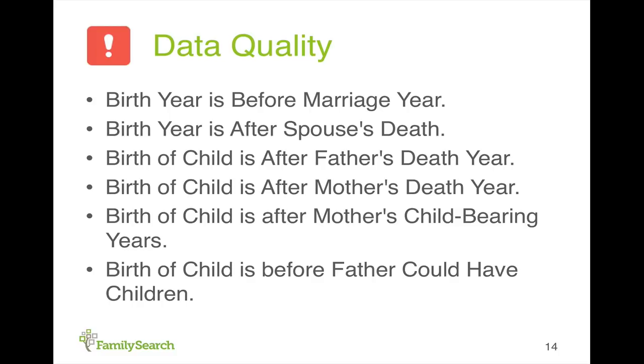Birth years before the marriage year. So, all of these things tell you, hey, you have a date wrong. Or, birth of the child is after the father's death year. That one could truly happen, if the father died before the child was born. Birth of child is after the mother's death year. That one's a little harder to explain. It seems a little bit of an impossibility.